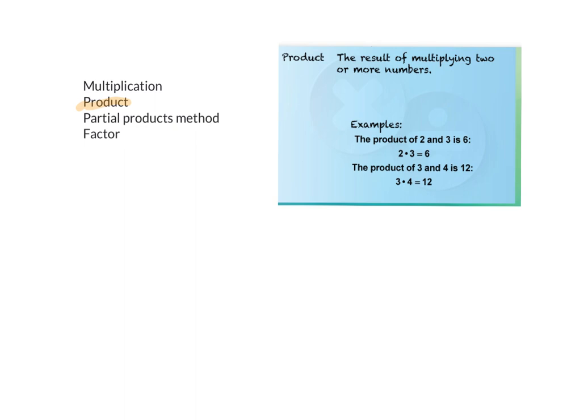The product is the result of multiplying 2 or more numbers. We have some basic examples up here. Like 2 times 3 is 6, so our product would be the number 6. Or 4 times 3, or 3 times 4, would be 12. Our product is 12. Let me give you some more examples to make it a little clearer. Say we have 7 times 4. Our product would be 28. Your product is the end result of multiplying these two numbers together.